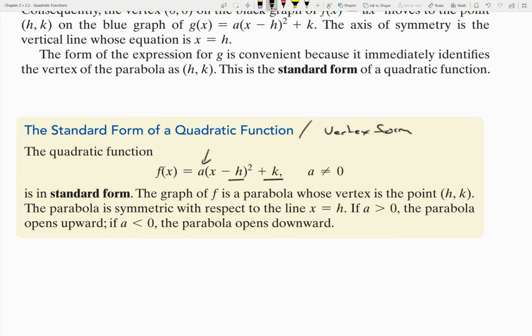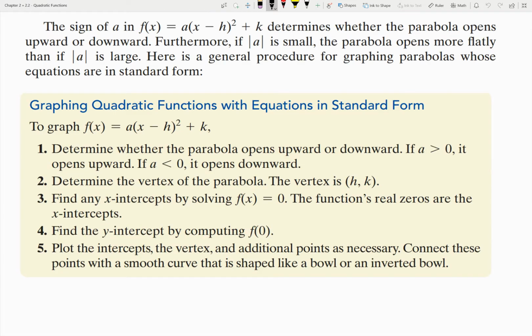The parabola is also symmetric across the vertex. So the line x equals h is the equation of the axis of symmetry. And we already said about up and down: the sign of a determines whether the parabola opens up or down. And if a is small, the parabola is going to be flat. If the absolute value of a is large, it's going to be very skinny because it's going to stretch or compress vertically. So we need a procedure for graphing parabolas in standard form, or vertex form.